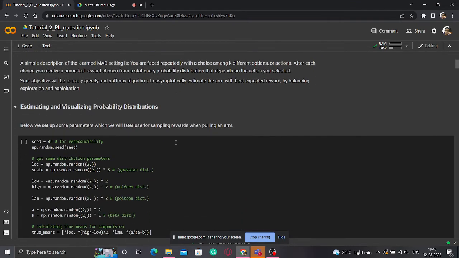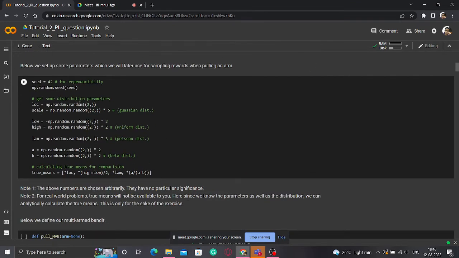Now, each arm's underlying distribution, which previously I took to be Gaussian, I'm now taking to be different for each and every arm. It could be Gaussian with some mean and variance. It could be uniform between some range. It could be Poisson. It could be beta. It could be anything. But these are the true underlying distributions, which you don't know, for the arms.